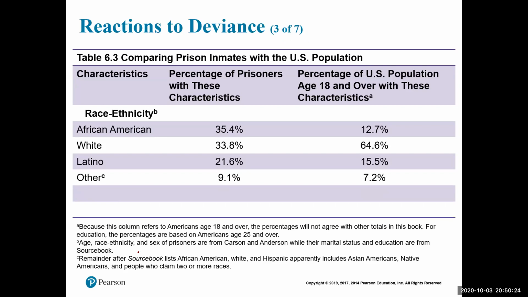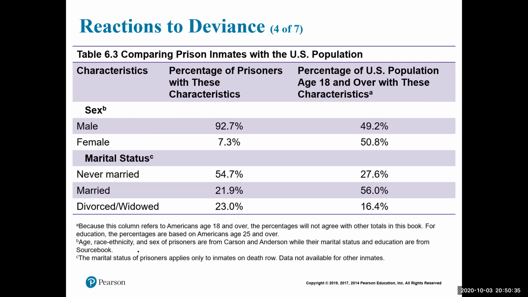It also breaks it down by race and ethnicity, and between males and females, and marital status, whether they've never been married, or divorced. So how do we stop this vicious circle, right?